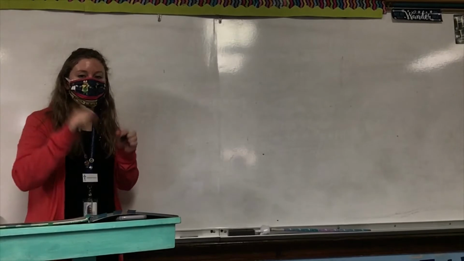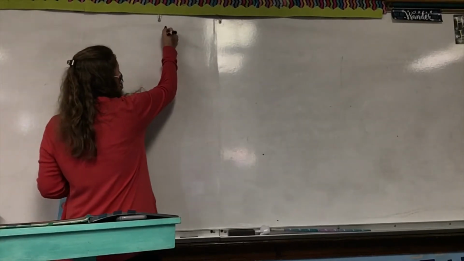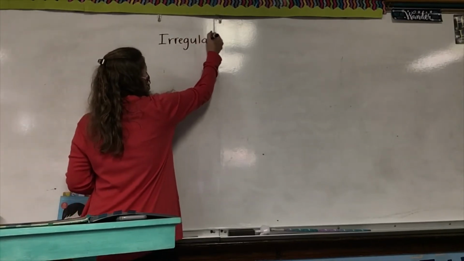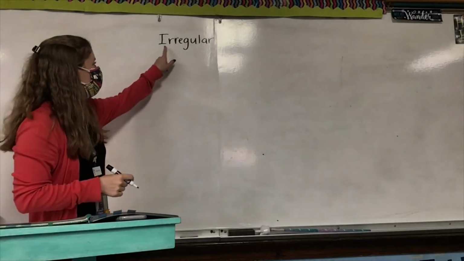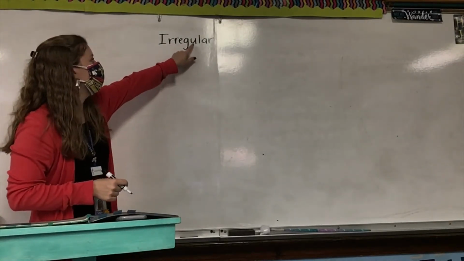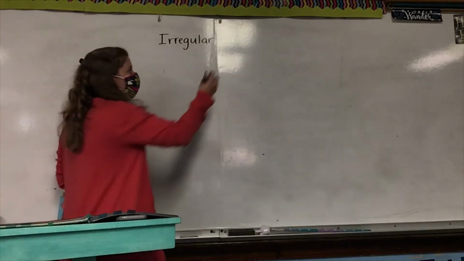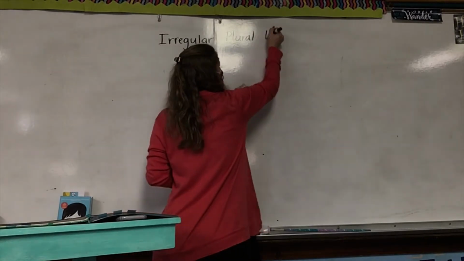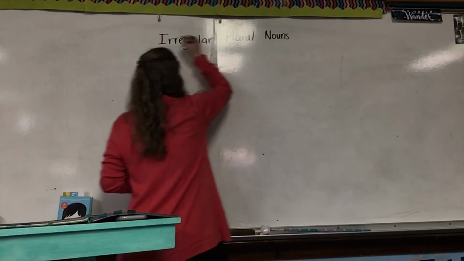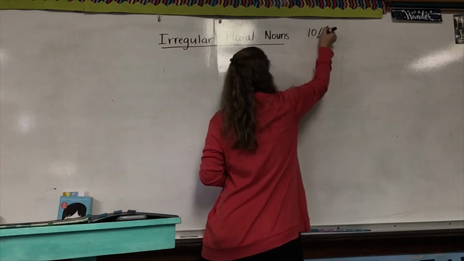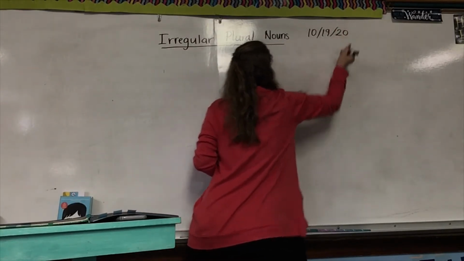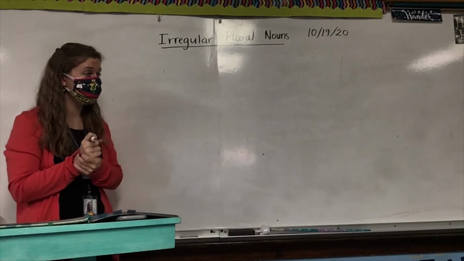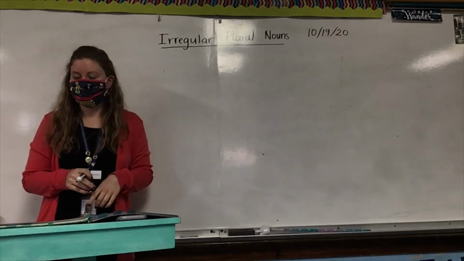So that means the title of today's note is irregular plural nouns. Make sure you're spelling irregular correctly. It's I-R-R-E-G-U-L-A-R. Irregular plural nouns. You should already have today's date at the top, October 19th, 2020. Your notebook was already supposed to be open. And we're going to talk about irregular plural nouns.